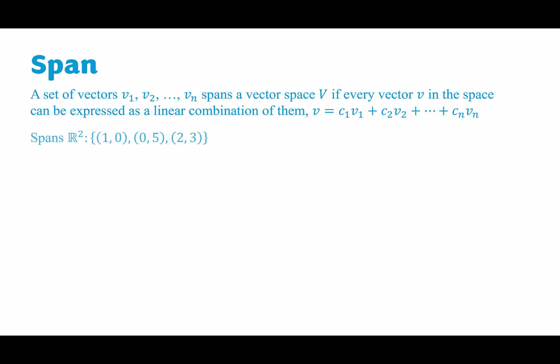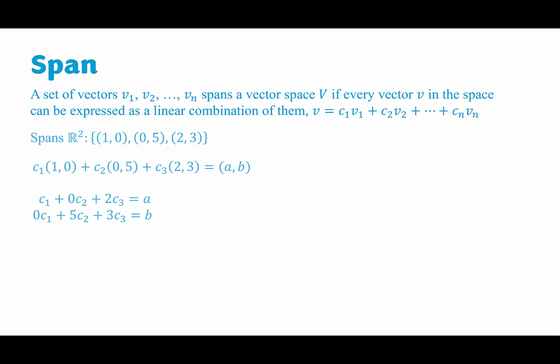So if you have these three vectors, (1, 0), (0, 5), and (2, 3), right, these vectors do span R2. Now, how do I know? Well, think about scaling and adding up those three vectors. Can you get any arbitrary vector in R2? That's a way to think about it. Well, if you're scaling and adding up those vectors, you can write that as a system of equations, right? C1 times (1, 0), C2 times (0, 5), C3 times (2, 3).